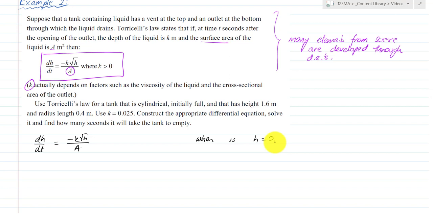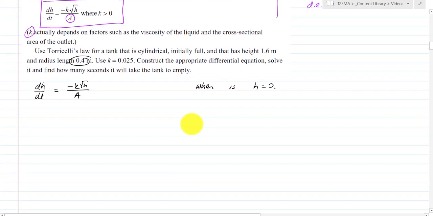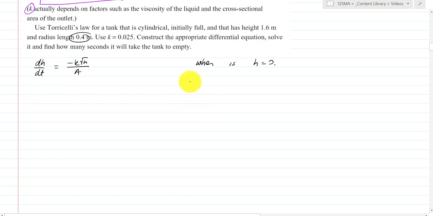How long will it take for the tank to empty once we solve and build this differential equation? We're given K, and we can work out A, the surface area, because we know the radius. So let's go through that process now, and develop our constant. So negative k over a is the constant component here, and that's going to be equal to negative 0.025 over the area, which is pi r squared. But the radius is 0.4, so pi times 0.4 squared.